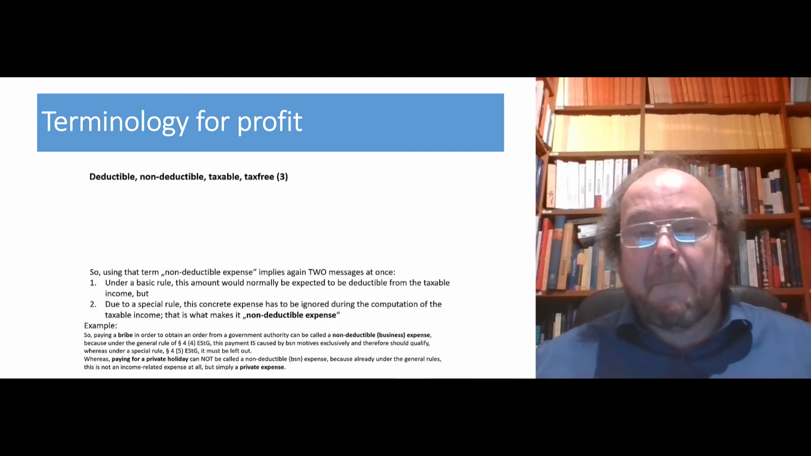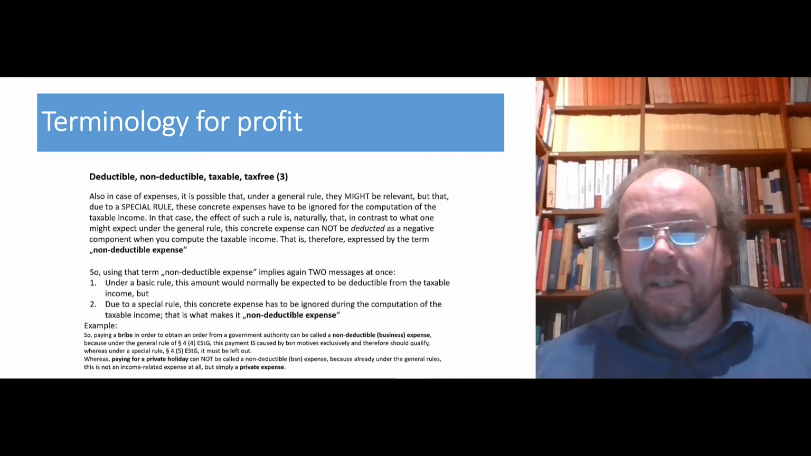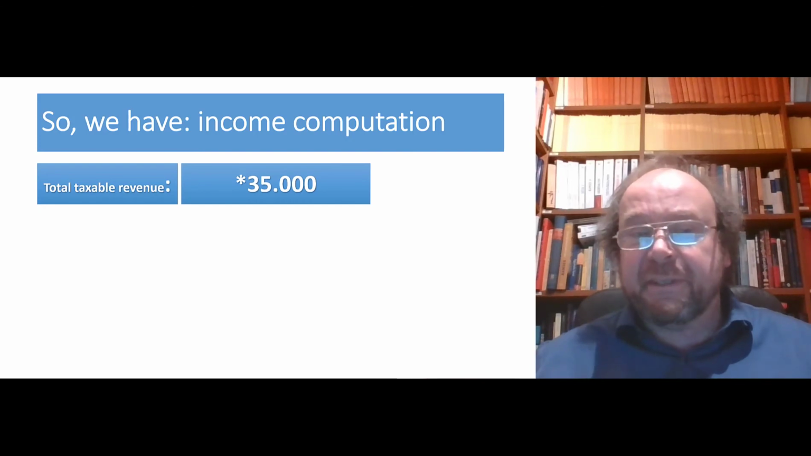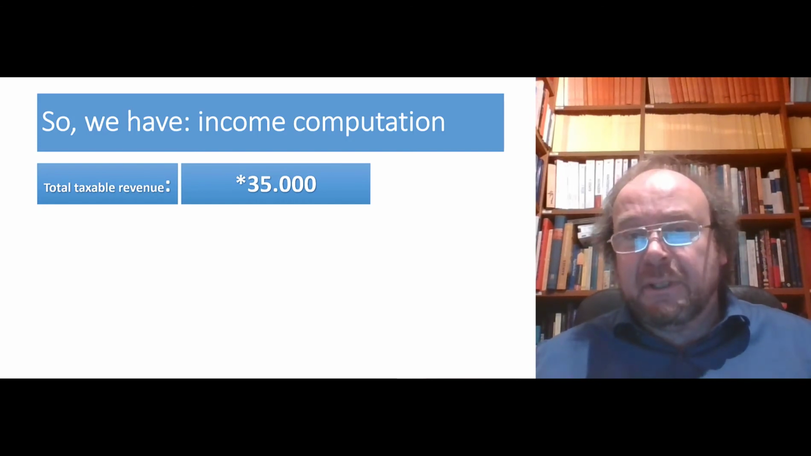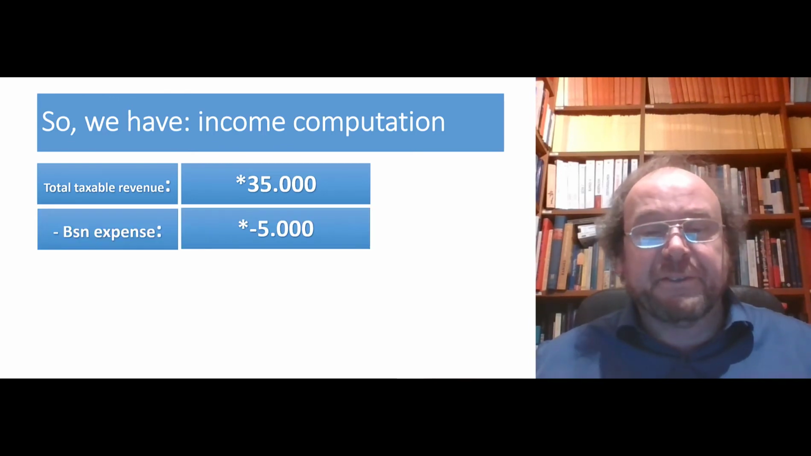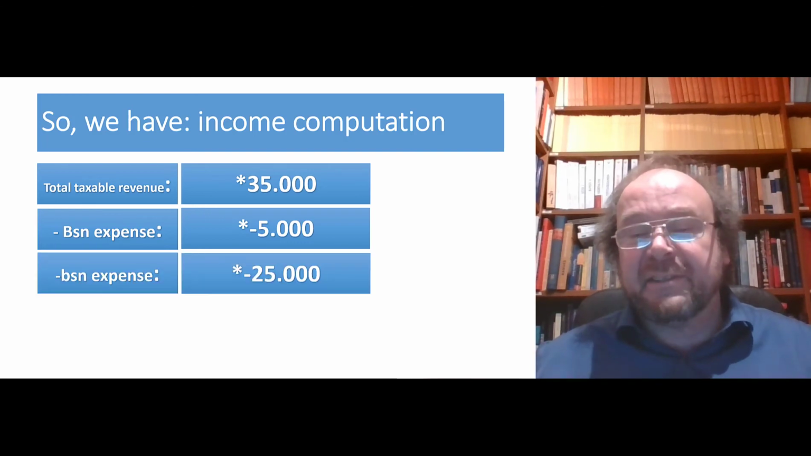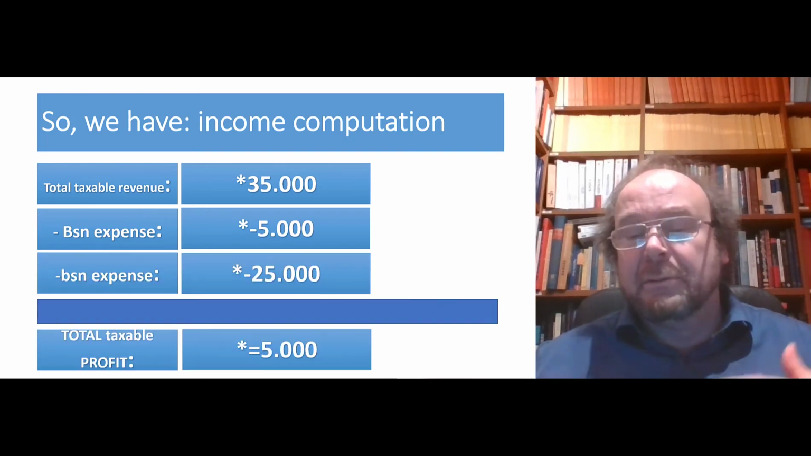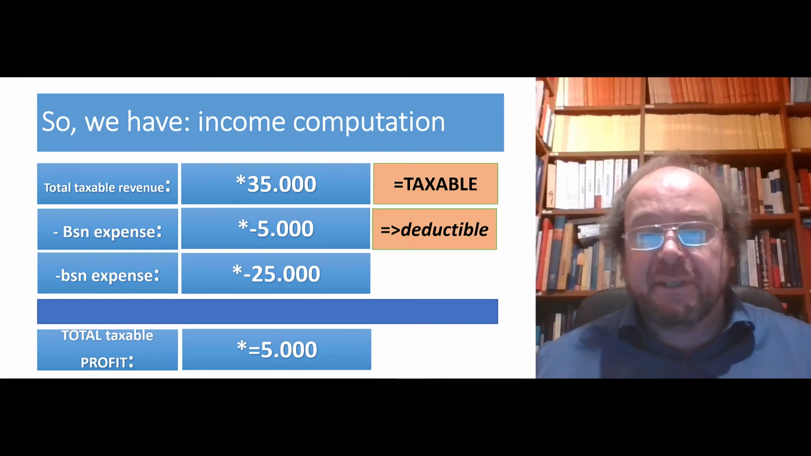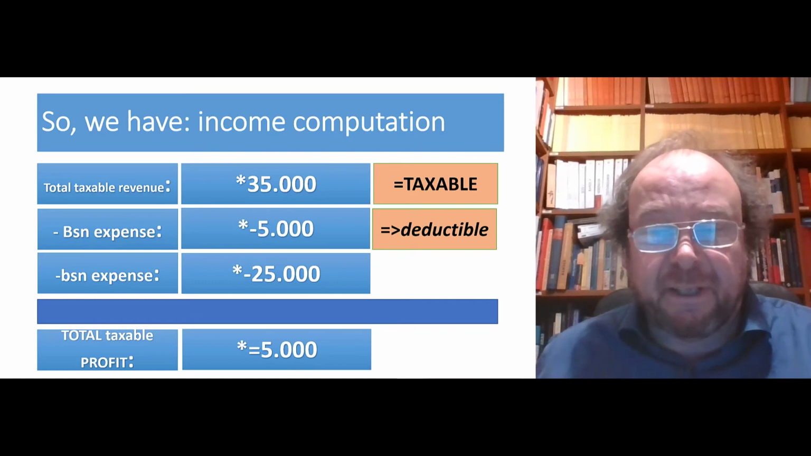So that would be not deductible. So here we have, to illustrate that, for example, a total from all the revenues, 35, minus the first business expense, 5,000, you can deduct it. It lowers the income, so it's deductible. Business expense, 25,000. And now, why is it less? First, it's taxable. Second, you are allowed to deduct expense 5,000.